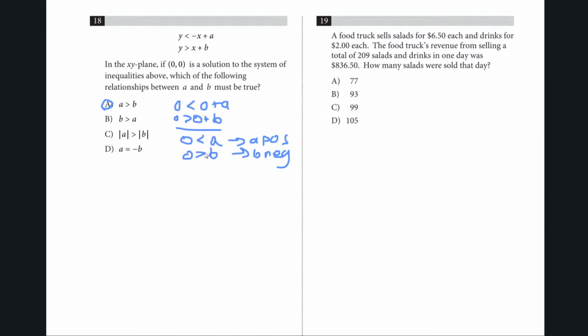I guess you could also combine these. So you have 0 is less than a, and because 0 is less than a, we have a is greater than 0, and we know 0 is greater than b, so a is greater than b. That's a way of actually deriving it.